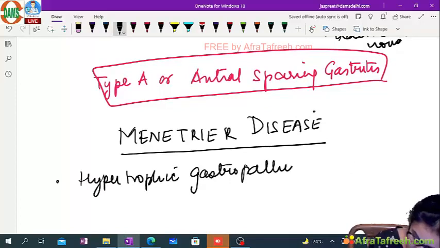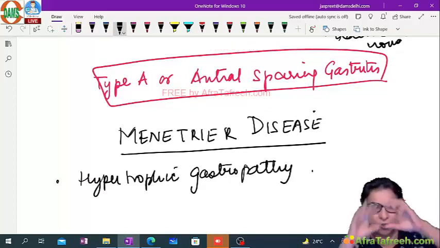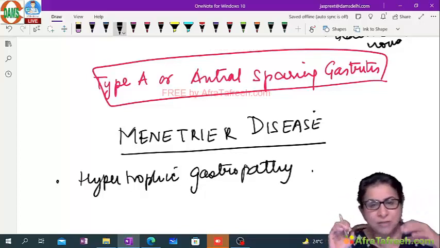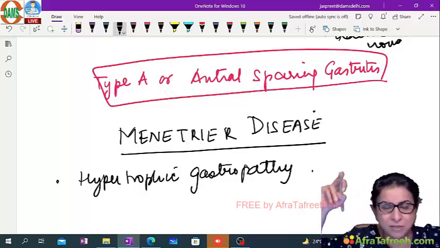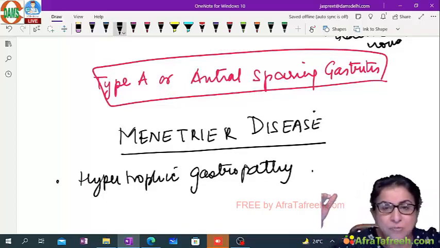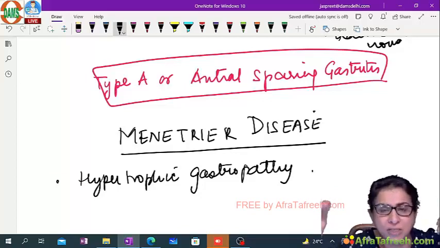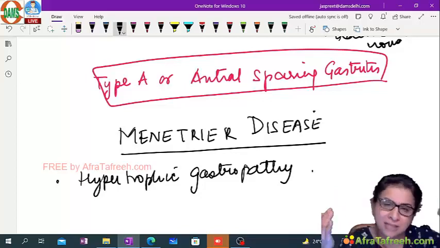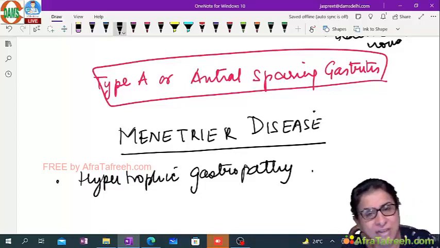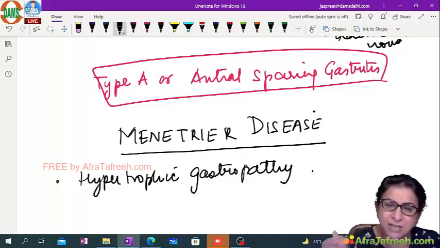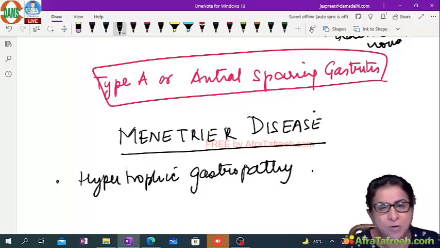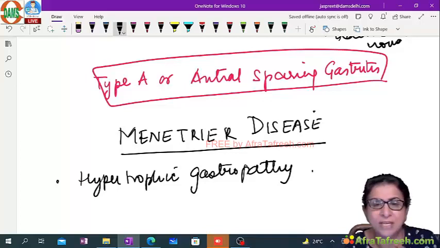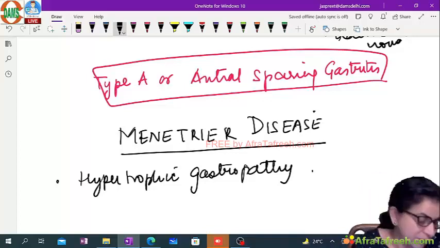Now I showed you the picture of normal histology of the stomach. There is mucosa. In the mucosa, what is the lining epithelium? Columnar cells, which produce mucus, and these cells are called foveolar epithelial cells. Then in the lamina propria, you have gastric glands, and then the muscularis mucosa. Then you have the submucosa, the muscularis propria, and the serosa. Now, what is Menetrier's disease?